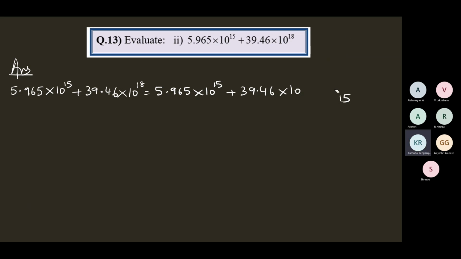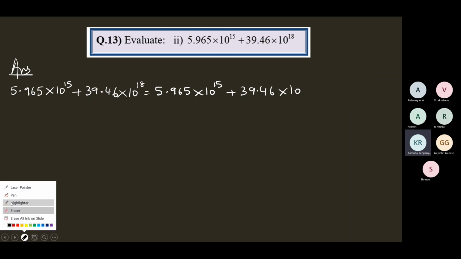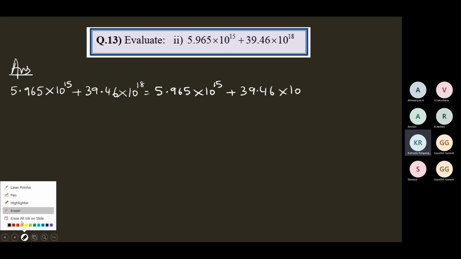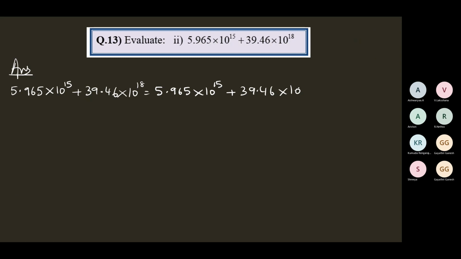See, the power is 18. 18 should remain 18. 18 cannot become 15. The power should be 18 only. Instead of 18, you're writing 15 plus 3, which is still 18. 18 minus 3 is 15, but the power is 18. There are so many ways of writing 18, and one of the ways is 18 is 15 plus 3. See, 15 plus 3 is 18 only.